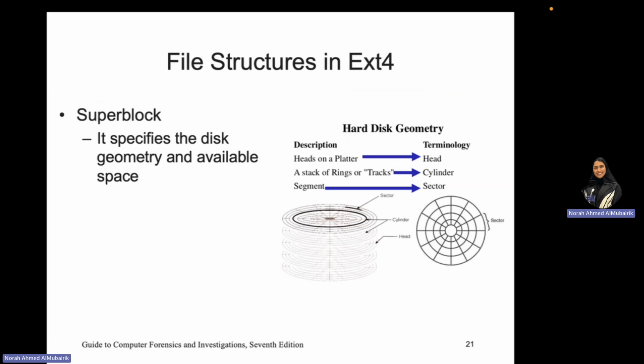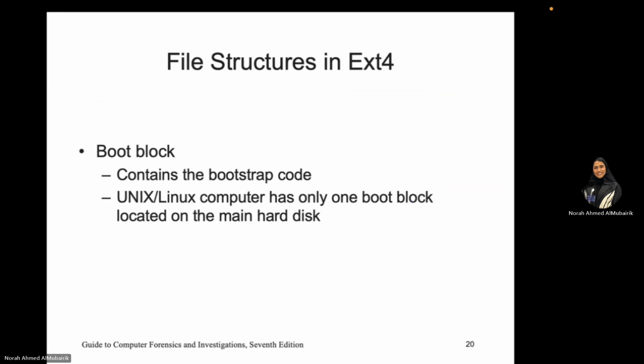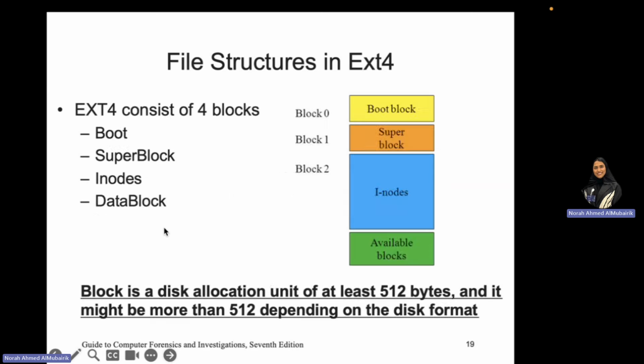Okay, so the first thing here is the boot block. What is the boot block? The boot block, as you can see, contains the bootstrap code. So where can we load the operating system from? This information exists in the boot block. The bootstrap actually exists in the boot block. Unix and Linux computers have only one boot block located on the main hard disk, and it is actually block 0. So block 0 contains the boot block.